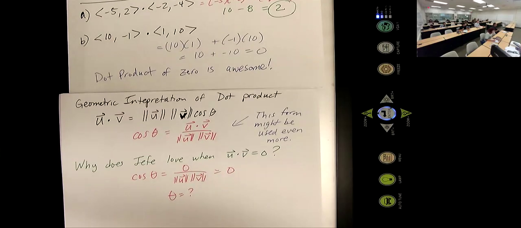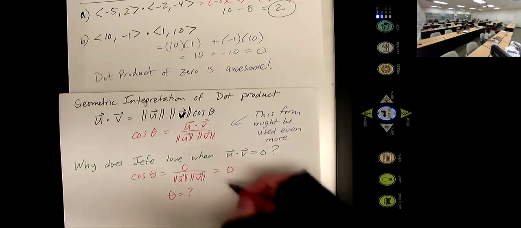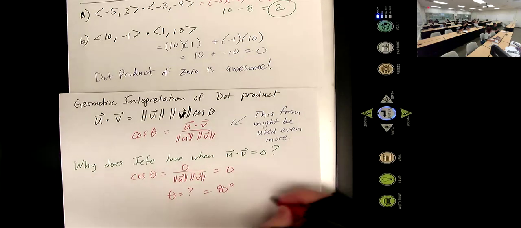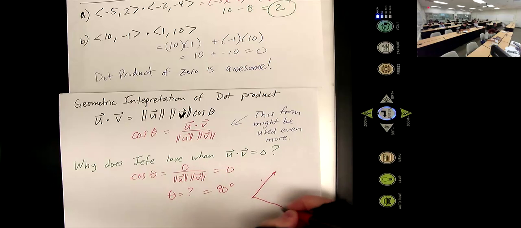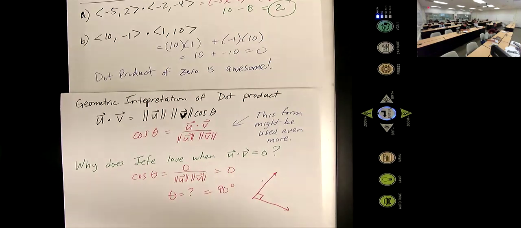What cosine gives 0? 90 degrees. Which means it makes a right angle, no matter what. It doesn't matter what orientation, which way they're pointing or anything like that. If the dot product is 0.